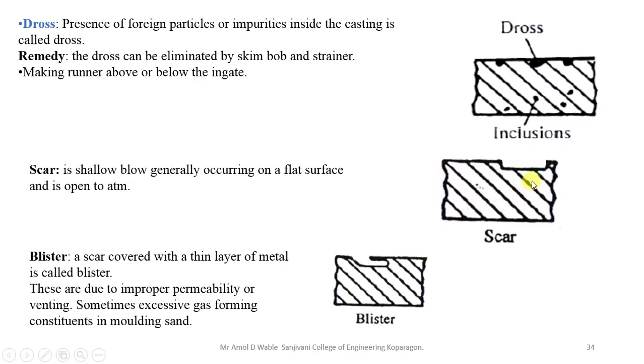Another is scars. A scar is a hollow space generally occurring on flat surfaces and is open to the atmosphere. So remember scar, and blister. A blister is a scar covered with a thin layer of metal. So a blister is a scar only. The scar will be open to the atmosphere, and the blister will have some layer on it, so it will not be seen exactly. When you break this layer, you will find a hollow space in the component.